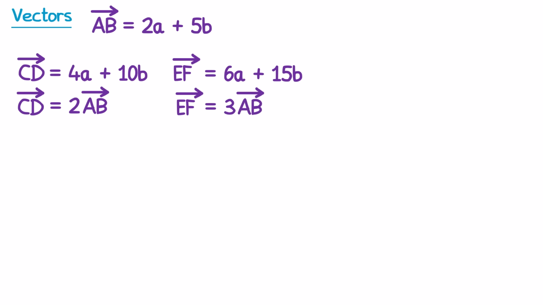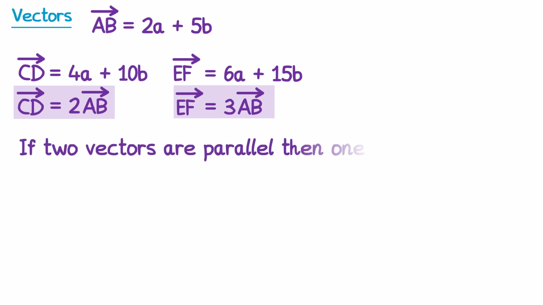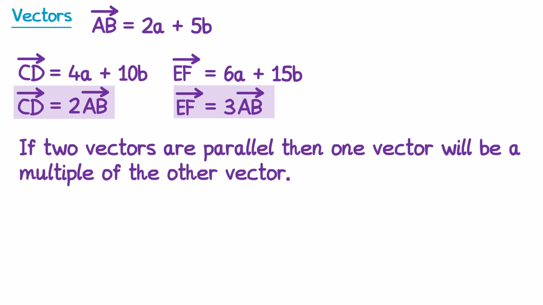So what we've written here is that the vector CD and the vector EF are multiples of the vector AB. And this is not by coincidence, it's because they're parallel. So we've observed that if two vectors are parallel, then one vector will be a multiple of the other vector. The opposite is true. If two vectors are not parallel, one vector will not be a multiple of the other vector. These weren't the only ways we could have written these down.